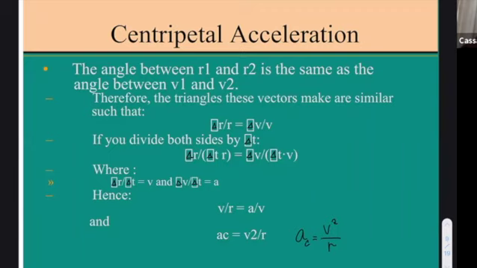And the main takeaway I want you to know from all of this is that centripetal acceleration is equal to velocity squared all over the radius. Okay. And if you have more questions on this proof, I would love to do it in class.